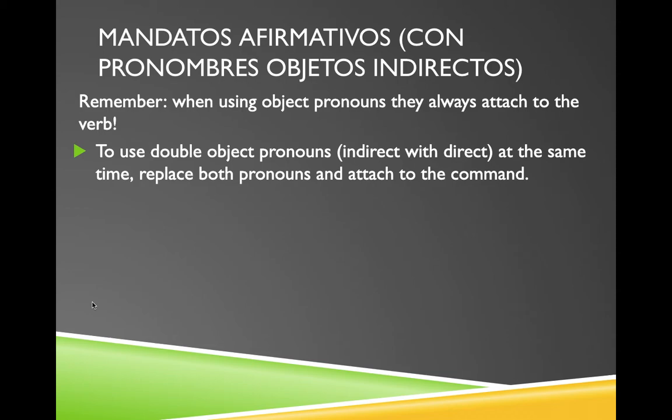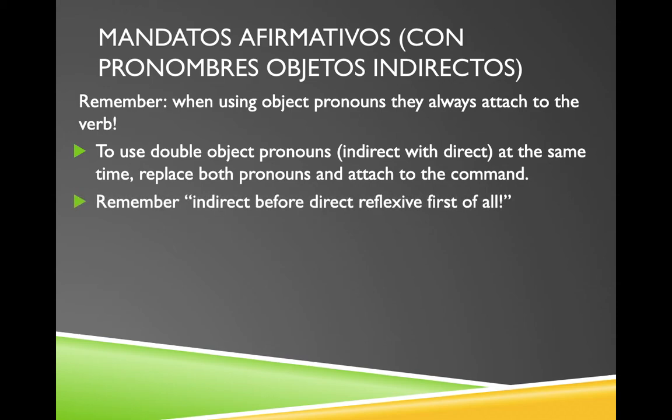What happens if you have them both replaced? They both attach. So instead of saying, pass Chola the water, in English, how do we replace the two nouns, the direct and indirect object nouns? Pass her it. Excelente. So, pass her it, or pass it to her, right? To use those double objects at the same time, you're going to replace both of them just with the same pronouns. Nothing too complex about that.